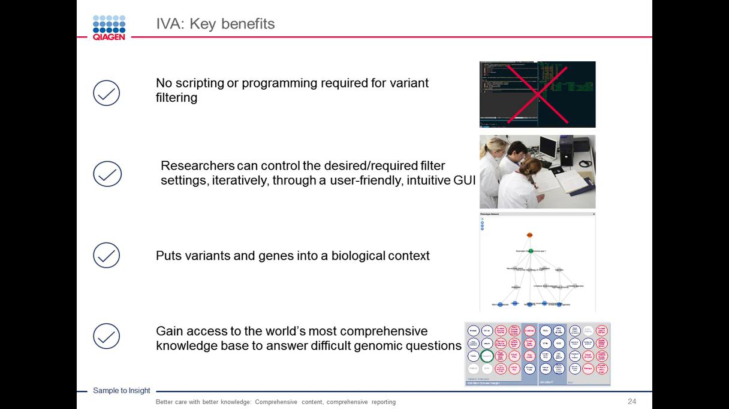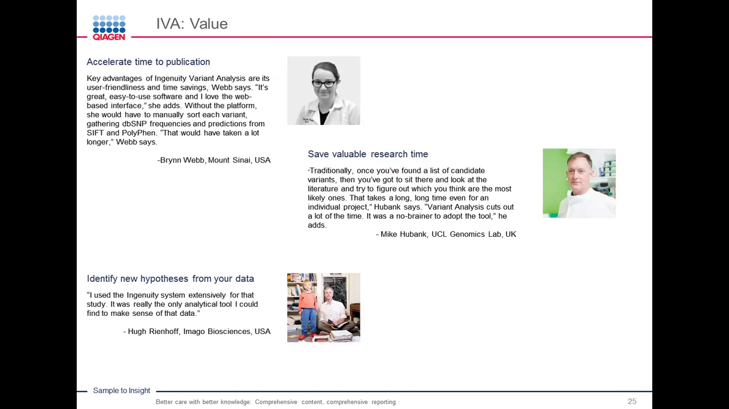It puts the variants and genes into biological context such that you can ask the question, given this list of variants in my short list and the list of phenotypes that I see, show me only those variants now that have any relationship to the phenotype that I'm looking at. And so that sort of filtering based on phenotype and biological context is unique to variant analysis. And finally, because variant analysis taps into the knowledge base, it really gives you access to the world's most comprehensive knowledge base to answer these questions.